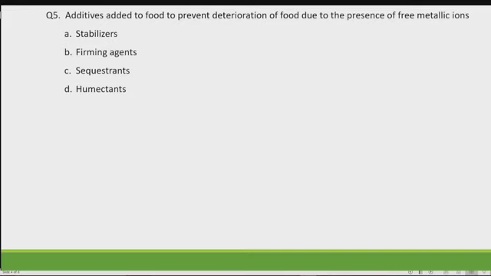Humectants are usually added to preserve the humidity content, that is the moisture content of the food, and sequestrants are added to avoid the spoilage of the food due to the presence of metallic ions. What happens is that these sequestrants will form a compound with the free metallic ions and engage those metallic ions so that the food will not get spoiled. So sequestrants are also called chelating agents. Chelating is forming a compound with the metallic ions.